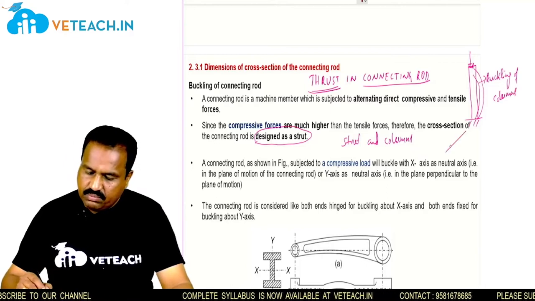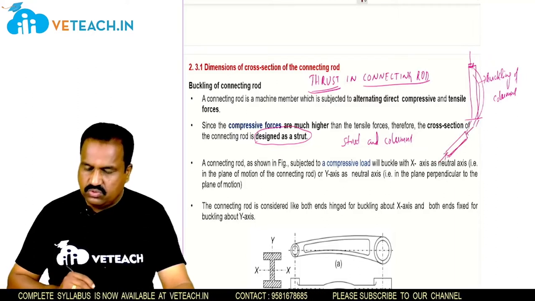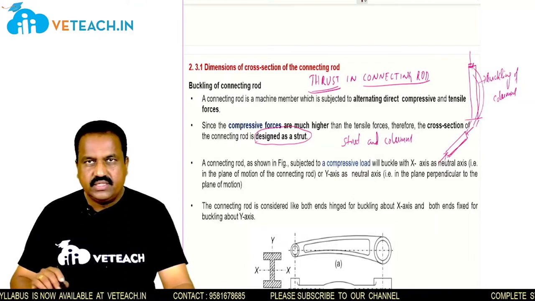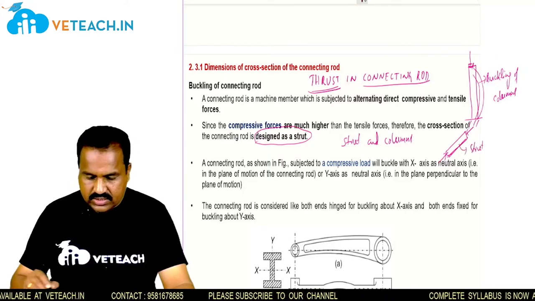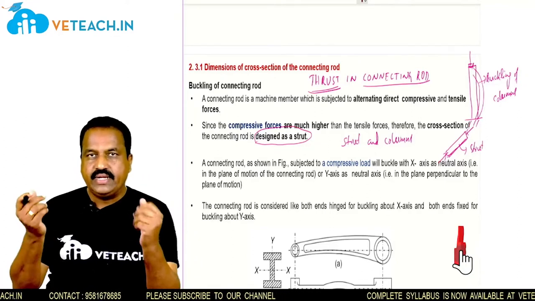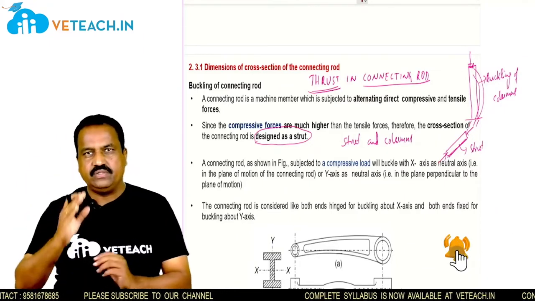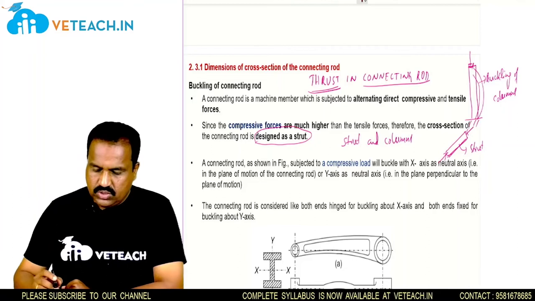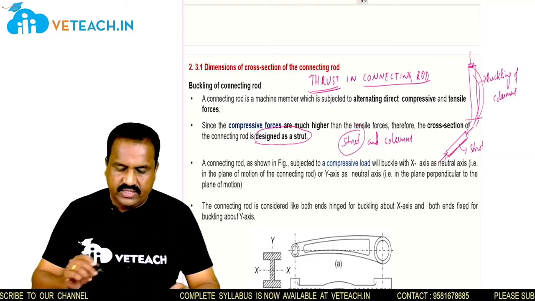Whereas a strut need not be a vertical member. A strut can be any inclined member. For example, a member is there like this. If this is subjected to compressive load, it is not a vertical member; it can be in any orientation. The thing is, if it is subjected to compressive load, then you call it a strut. We treat the connecting rod as a strut because it is subjected to compressive load and can be in any orientation. The connecting rod moves like this, so it's not vertical every time. By treating this as a strut, we design this.